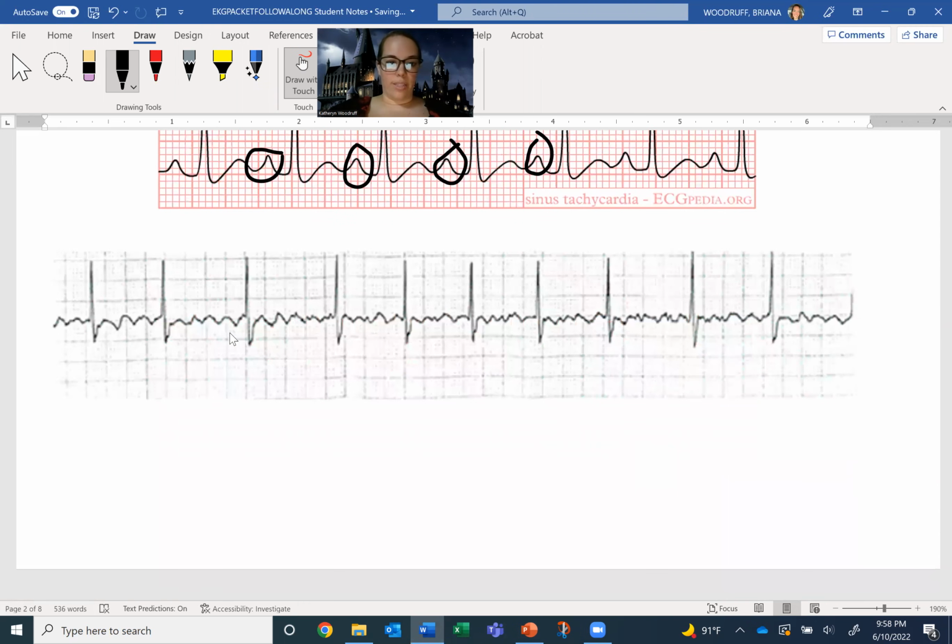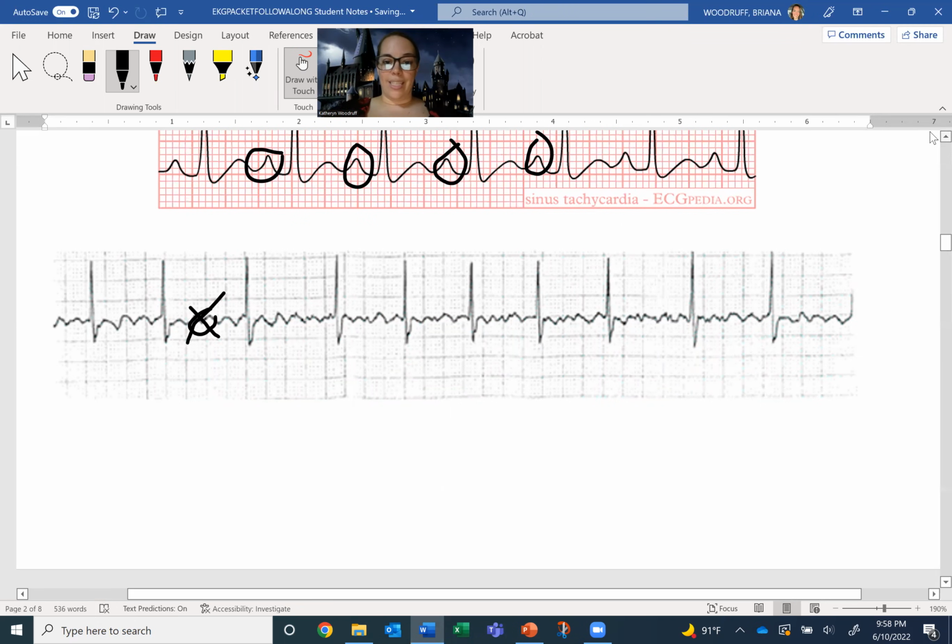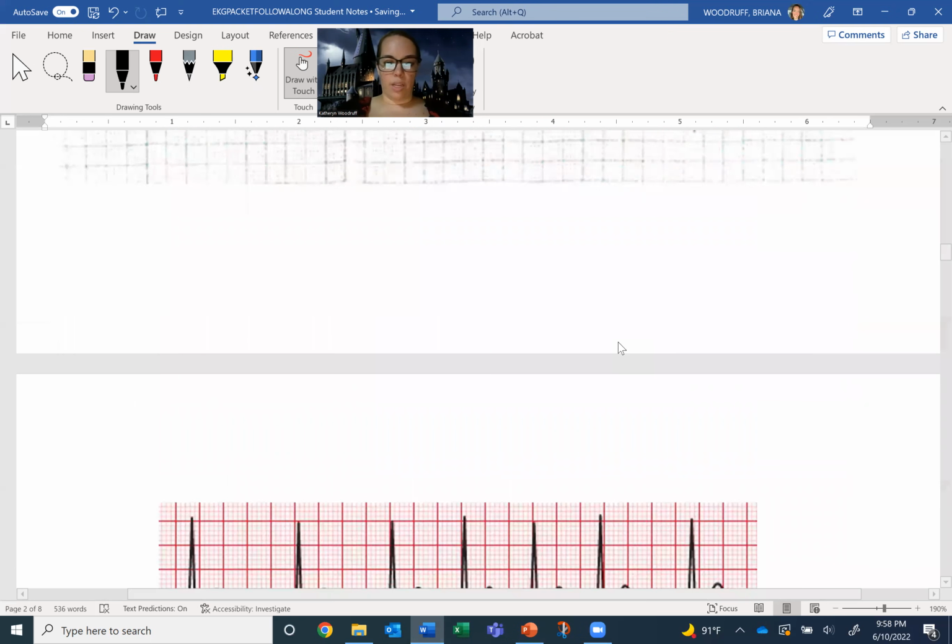Now we'll get to this one. Whoa, what's going on here? Now, some of y'all might be like, oh, that's a P wave. No, it's not. It's just a big old squiggly line. So this is all squiggly. If you cannot see a discernible P wave and then the QRS, this is not a normal P wave at all. Let's look at this next one.